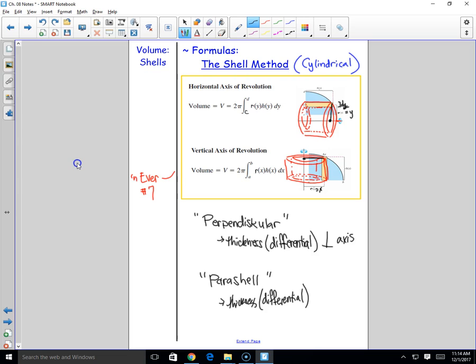You guys are tracking with that, right? If it's dx, I better be in terms of x. If it's dy, I better be in terms of y. It's going to be parallel to the axis of revolution. Okay? Let me finish the thought. So if I have a horizontal axis of revolution, that would be a y equals, I'm going to have dy.